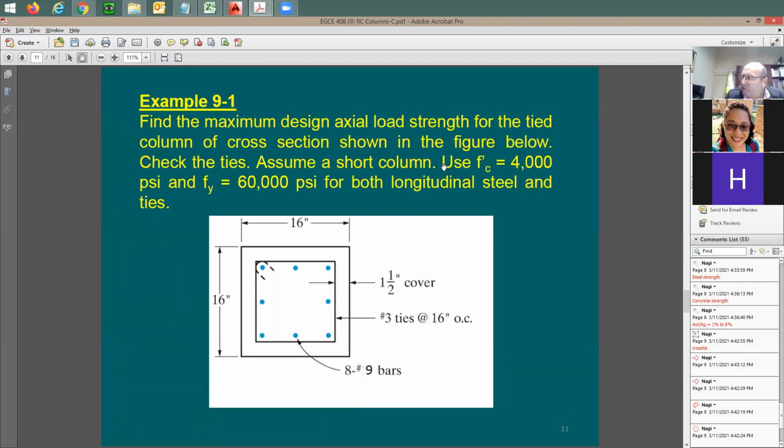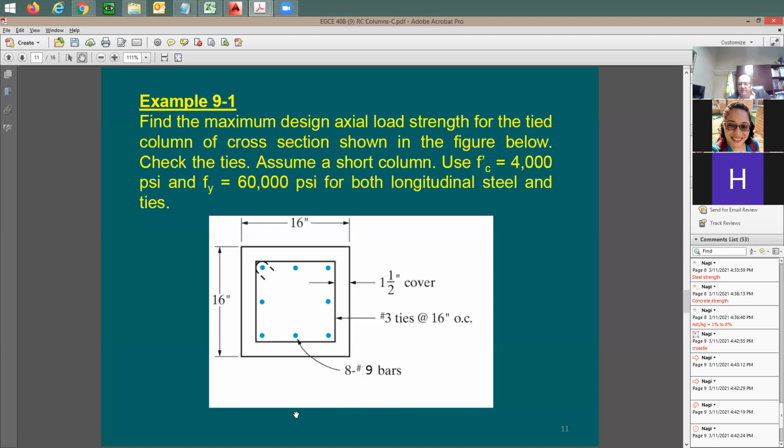Assume a short column, which means no buckling. This is just to avoid the buckling. So all of our work here is going to be for a short column. Concrete strength at 28 days is going to be 4,000 psi. And the steel yield strength is going to be 60 ksi for both the steel and the ties. They say here, vertical rebar is going to be 8 number 9.